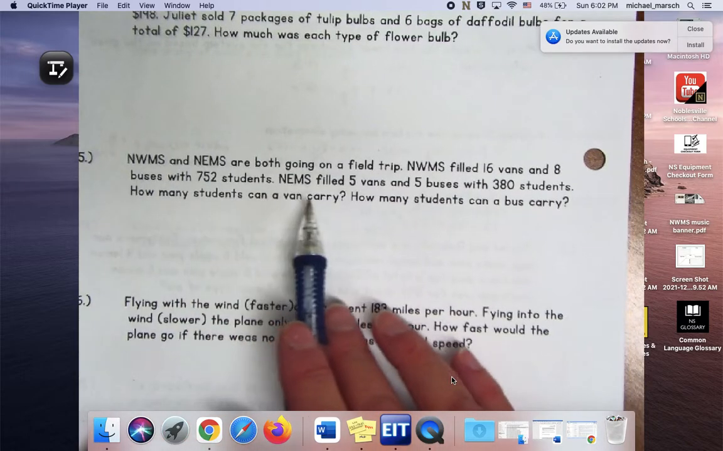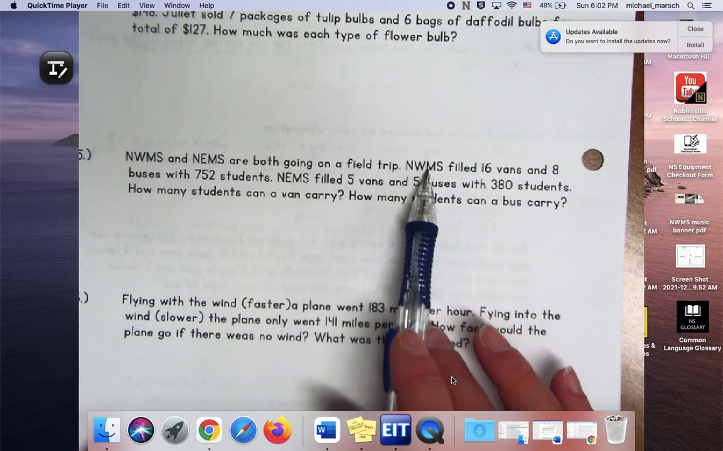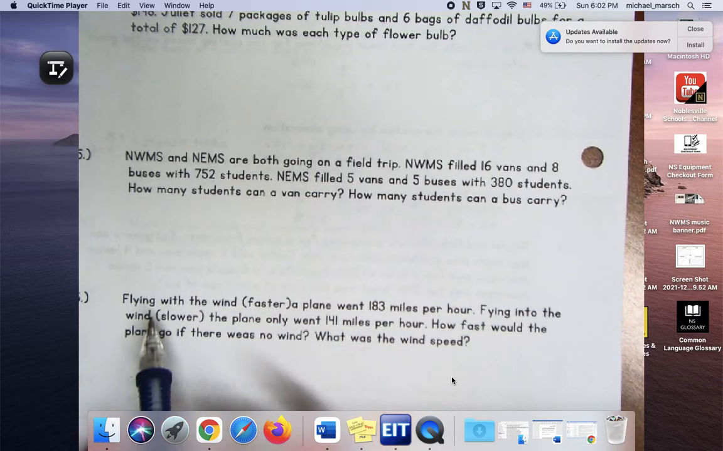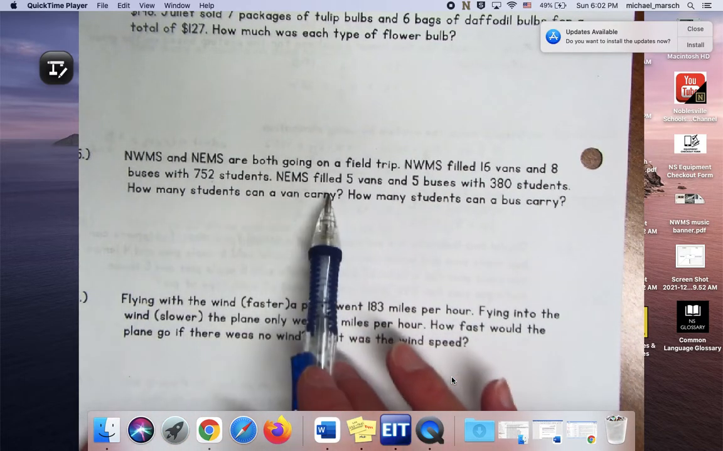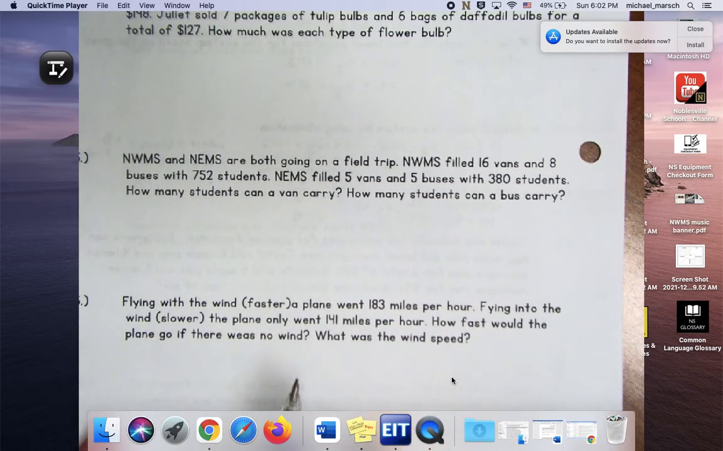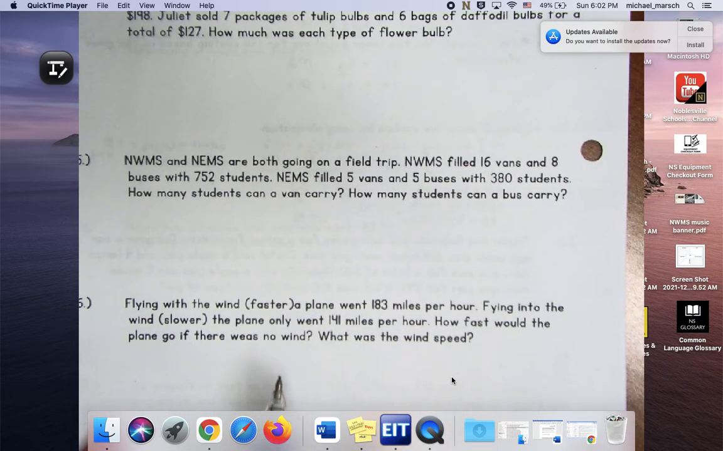We have the 2 middle schools going on a field trip. NWMS filled 16 vans and 8 buses with 752 students. East Middle School, 5 vans and 5 buses, 380 students. How many students can a van carry? How many students can a bus carry? All right, so let me find this one here.